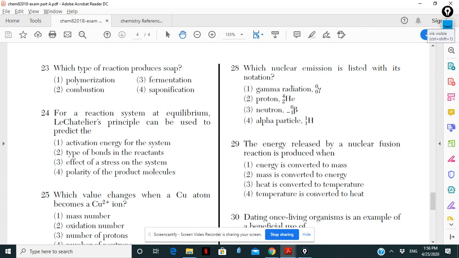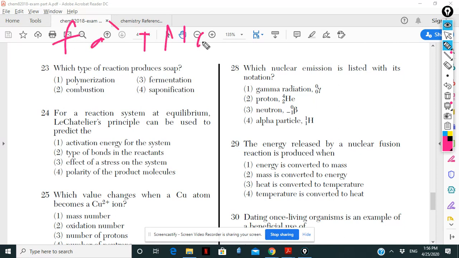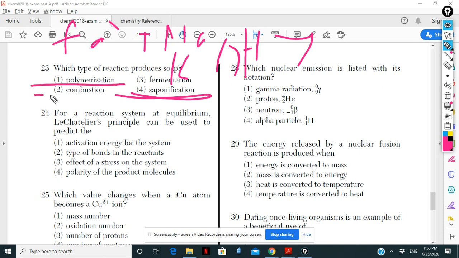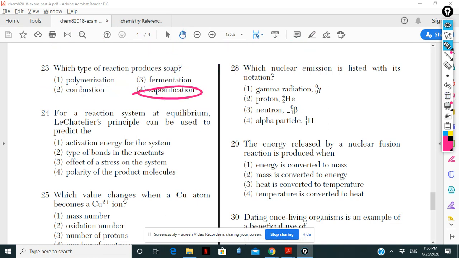Question number 23. Which type of reaction produces soap? How can I get soap? Soap is fatty acids plus sodium or potassium hydroxide, giving me soap. So according to soap, I'm going to see saponification, and that's the reaction. Saponification comes from soap. Polymerization means elongation. Combustion means burning in oxygen. Fermentation means sugar mixed with water and some bacteria to yield carbon dioxide and alcohol. So the only one is saponification. So the answer is 4.